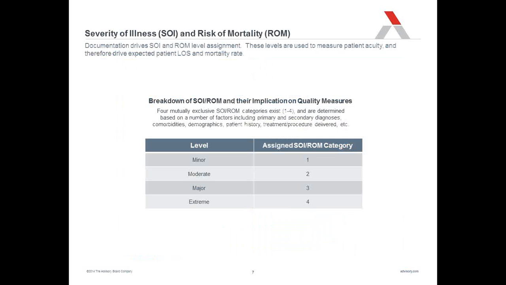There are a couple of concepts that are very important for you to understand moving forward in terms of how your documentation really can impact things like severity of illness and risk of mortality. The metrics of severity of illness and risk of mortality are used to measure patient acuity and therefore drive expected patient length of stay and mortality rate. The clinical documentation drives the assignment of these levels. These levels are determined based on a number of factors including primary and secondary diagnoses, comorbidities, demographics, patient history, treatment and procedures delivered, and other patient-specific information.